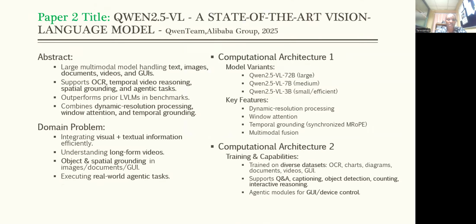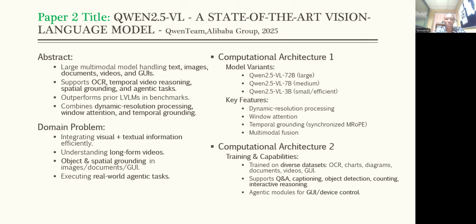And then the second paper is about the Qwen 2.5 VL model. This one is from Alibaba, and unlike MiniGPT-4, it's a very powerful vision language model that can handle not just text and images, but also documents, graphical user interfaces, and even videos. Its key innovations are dynamic resolution processing, temporal grounding, video understanding, and window attention for better efficiency.